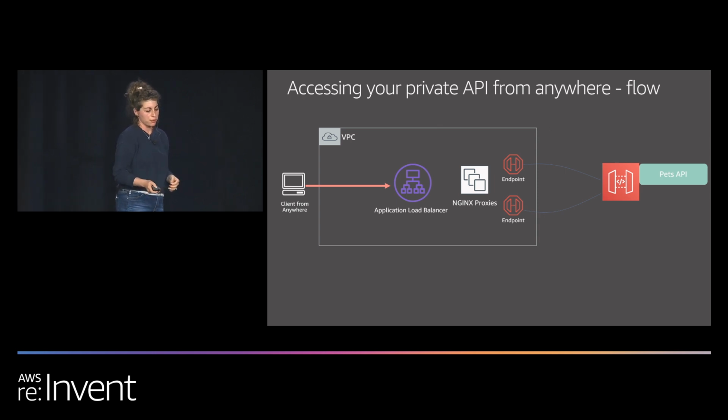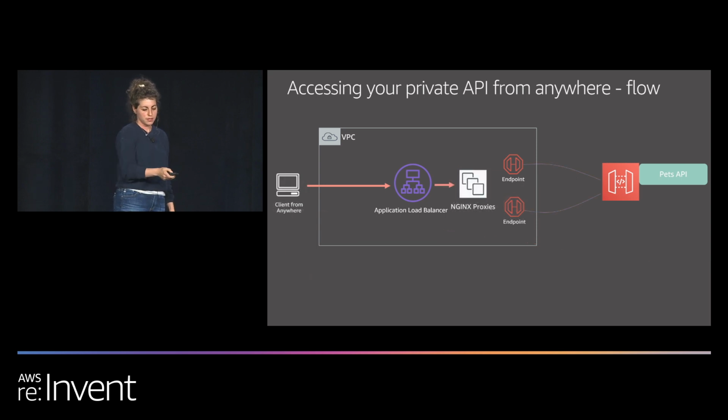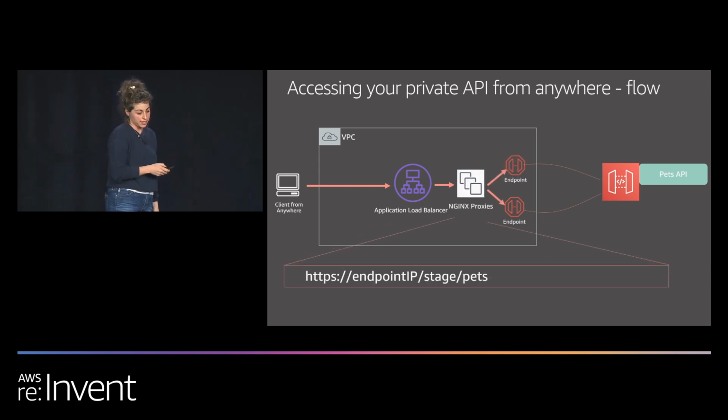OK, so let's walk through that flow. First, the client connects to the ALB. And now, key point here, I can use custom domains. I couldn't do that before, actually. So I can use this custom domain I have, api.example.com, and I can follow that with the stage and the method. So it's first going to hit the ALB. The ALB doesn't change anything, it just forwards it to the Nginx proxies.